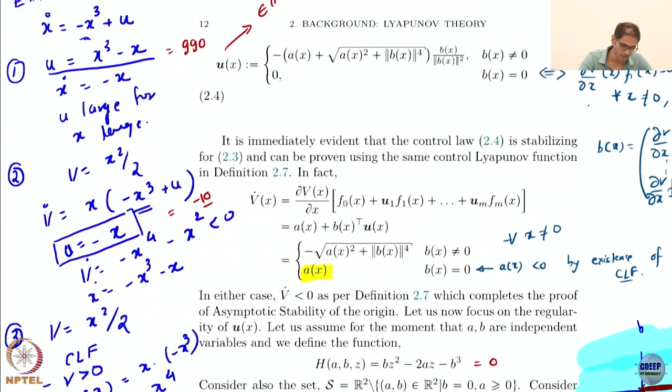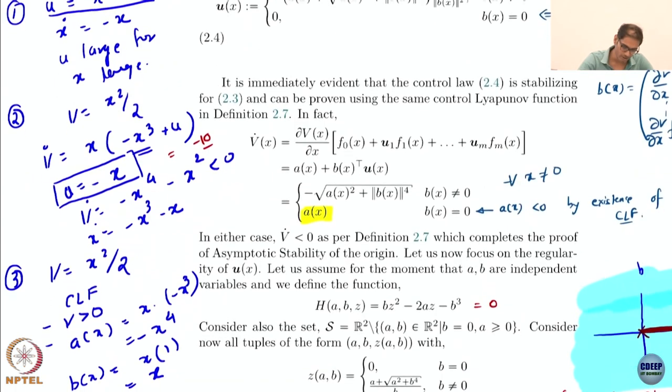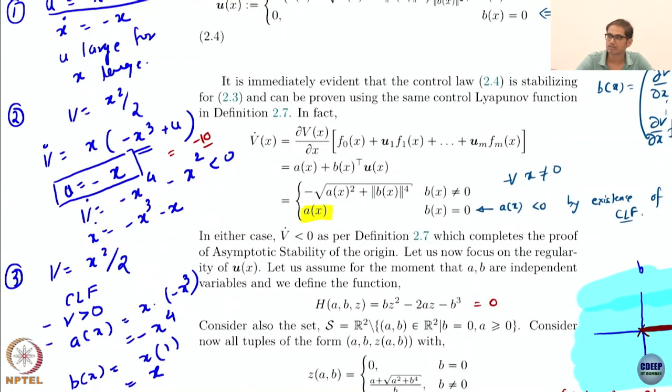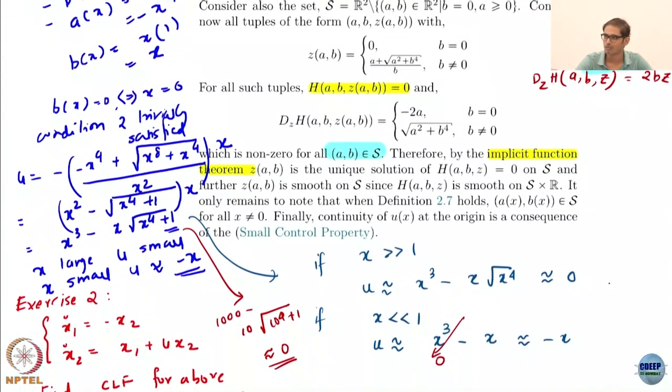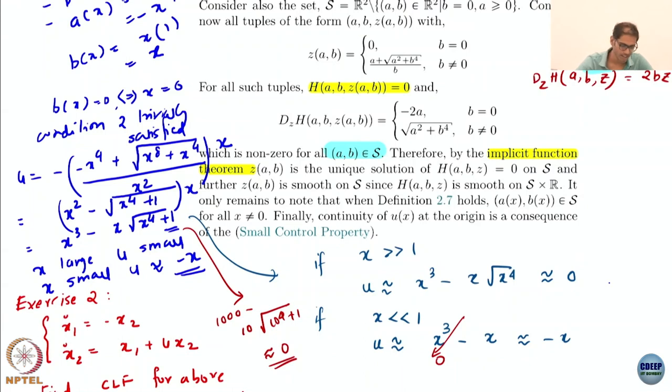Because x dot is minus x is already decaying at minus 1 rate, exponential decay. This is even faster than that. Okay, so both of these are converging rather fast. This guy, there is no guarantee, it's probably converging very slow. It's not necessarily converging very fast. So nothing is for free.